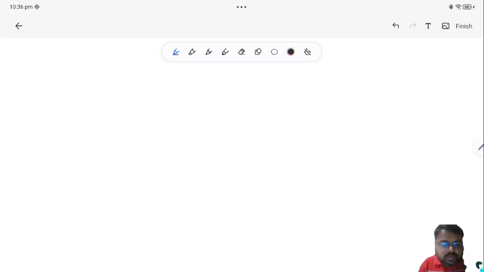Okay, so we are going to start a comparison between the two AWS services. The first one is AWS CloudTrail and another one is Amazon CloudWatch. So the very first service which we are going to compare is AWS CloudTrail, and another service which we are going to compare is Amazon CloudWatch.